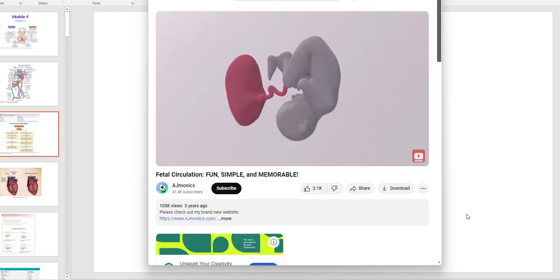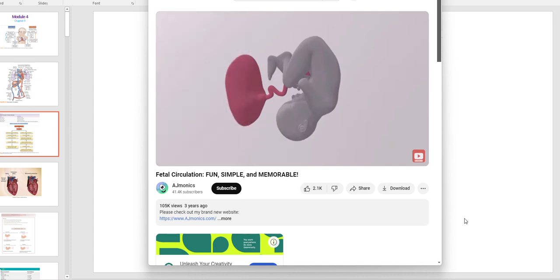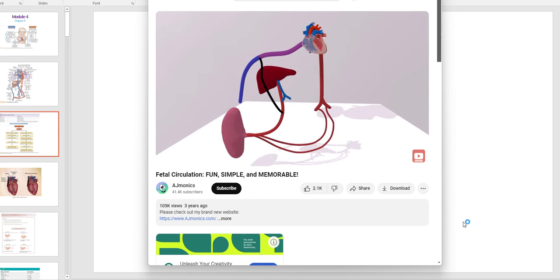Alright, in this scene we're going to talk about fetal circulation. We're going to take a look at what the circulation in the fetus looks like right before it's born. So let's take a look down here. Here we have a simplified view of the circulation inside the baby.